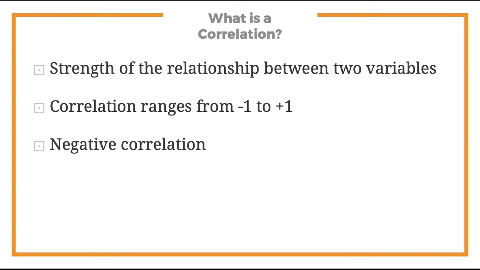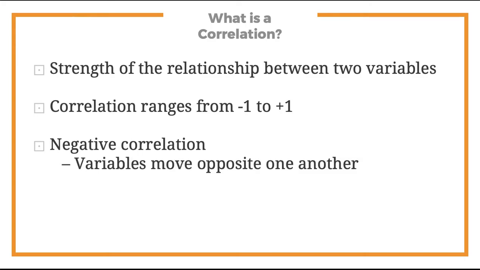So correlations can be either negative or positive. When we say that two things are negatively correlated, what we're really saying is that the variables move opposite one another. As one variable increases, the other variable decreases. Or on the flip side, if one variable is decreasing, then the other variable is increasing. So essentially they're showing opposite patterns. And I'm going to give you an example of this on the next slide.